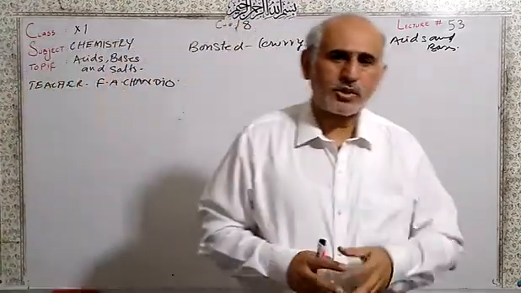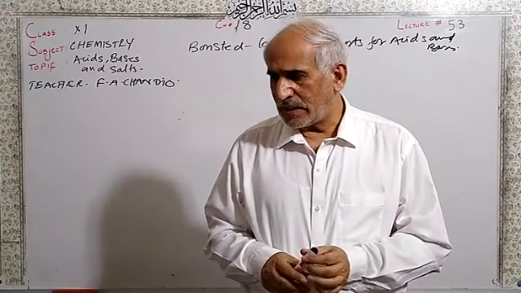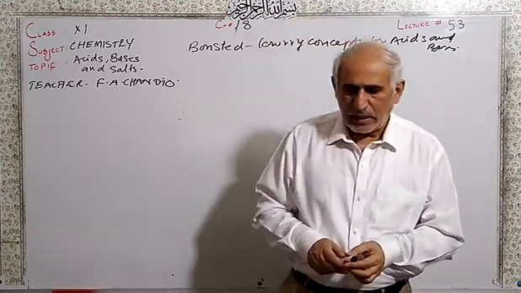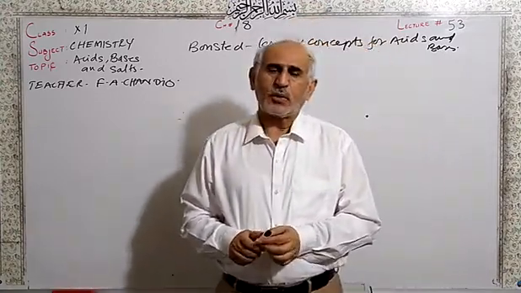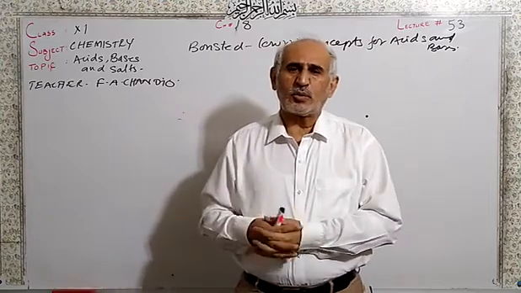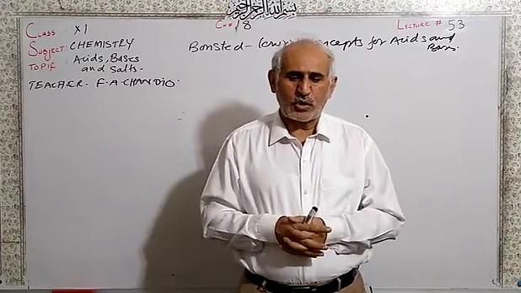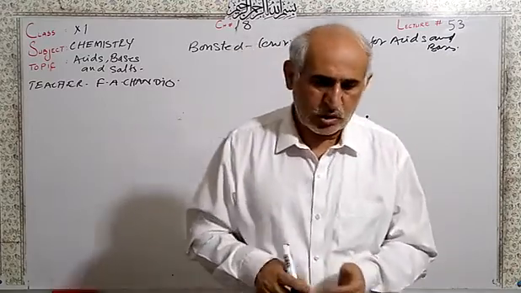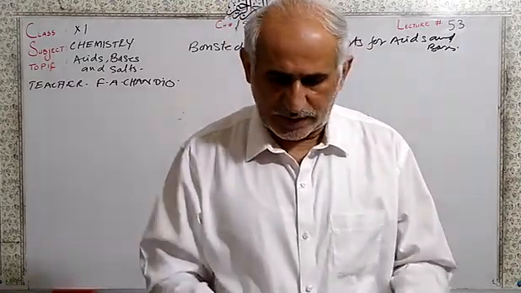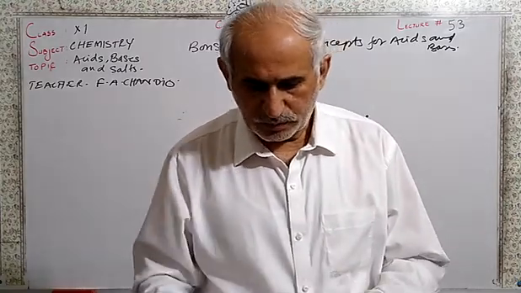There are three concepts you have done in matric. The Arrhenius concept for acids and bases: an Arrhenius acid produces hydrogen ions in aqueous solution, and an Arrhenius base produces hydroxide ions in aqueous solution. So these are called acids and bases.